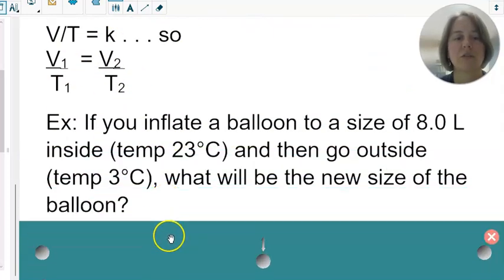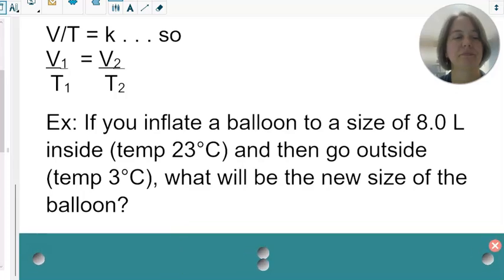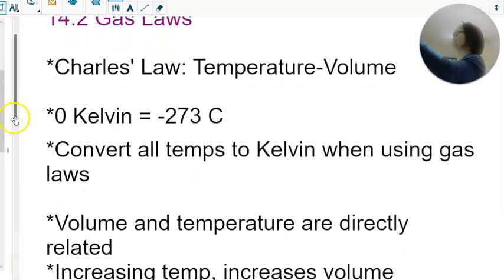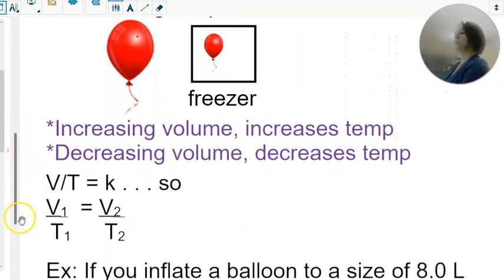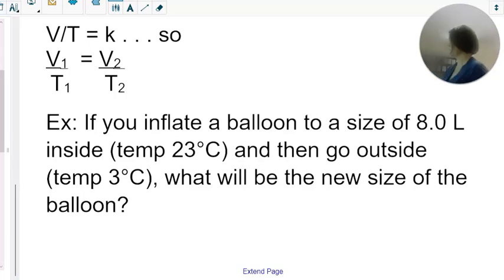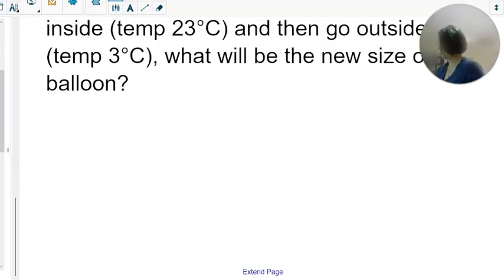All right, please write down your problem. If you inflate a balloon to a size of 8.0 liters inside at a temperature of 23 degrees Celsius, then you go outside and the temperature is 3 degrees Celsius, what will be the new size of the balloon? Okay, let's tackle this problem. So first thing we should do is we should write down what we know. Let's give ourselves lots of room to work.